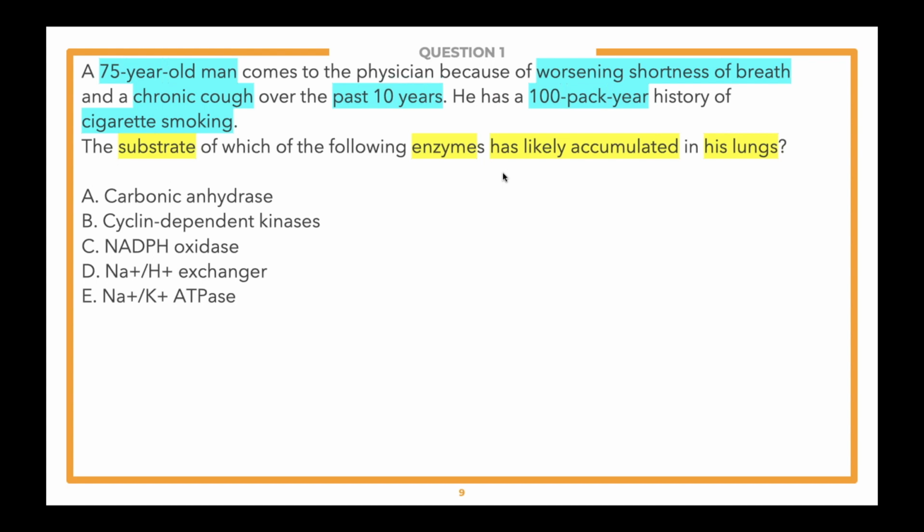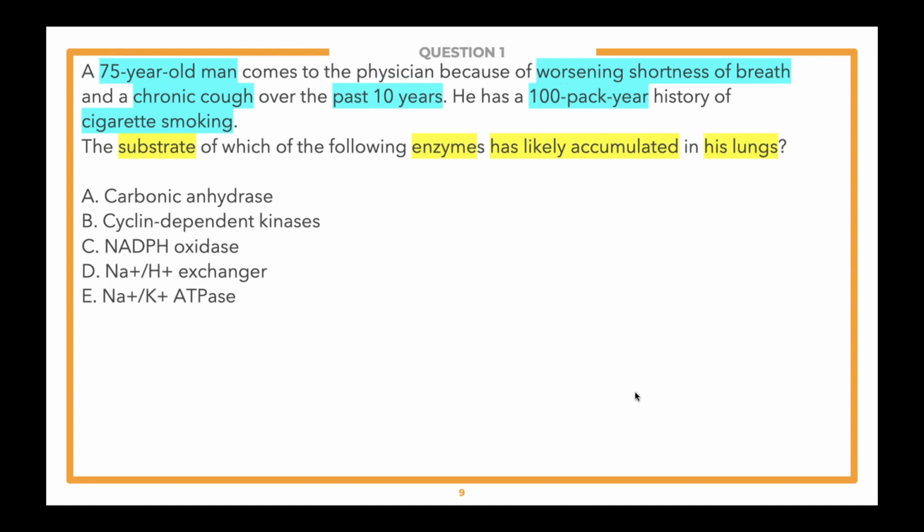So let's go ahead and let's do that now. Answer choice E, sodium, potassium, ATPase. D, sodium, proton exchanger. C, NADPH oxidase. B, cyclin-dependent kinases. And A, carbonic anhydrase.